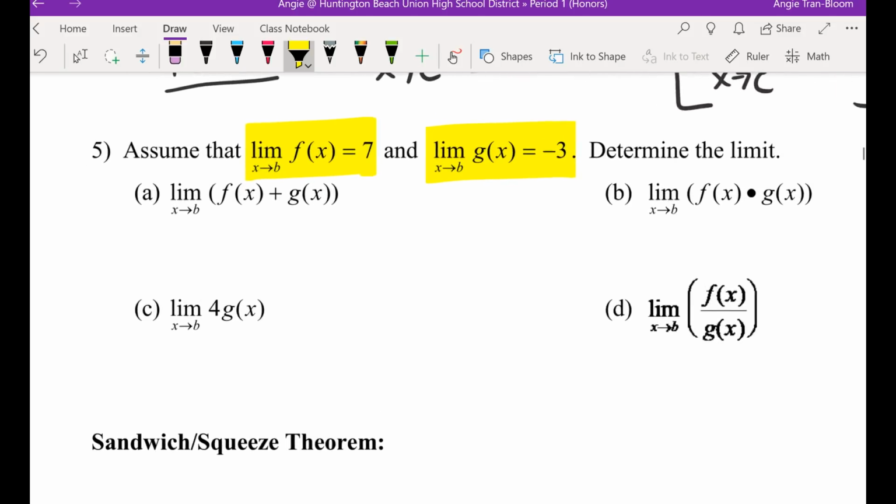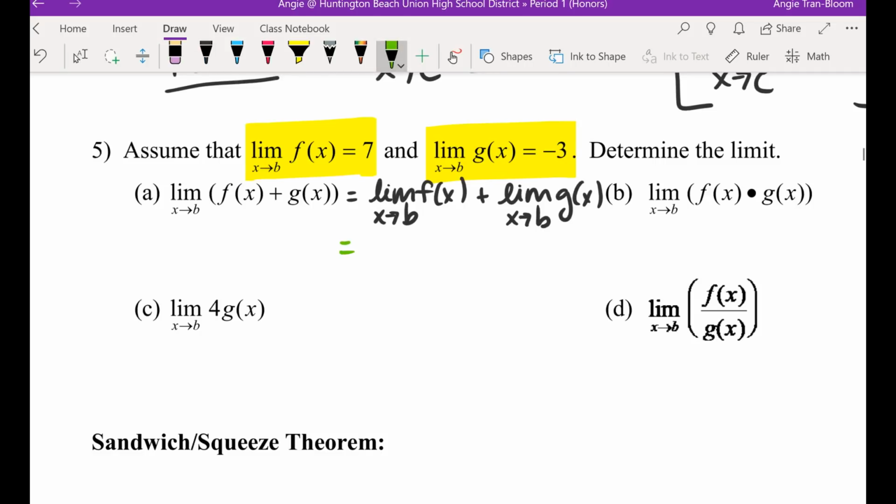So here is part A. Find the limit of f of x plus g of x as x approaches b. Now, based on your addition rule, I can find the limit of each independently as long as it's reaching the same b value, and then add them at the end. X approaches b. Well, I already know what that is. The limit of f of x as x approaches b is 7. The limit of g of x as x approaches b is -3. So this final answer, it's actually 4.